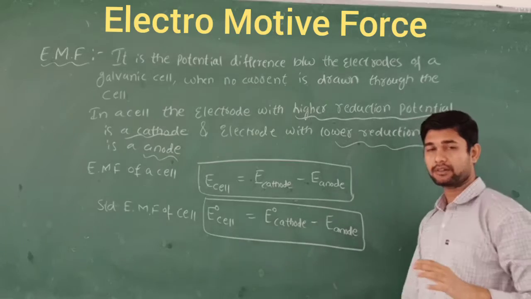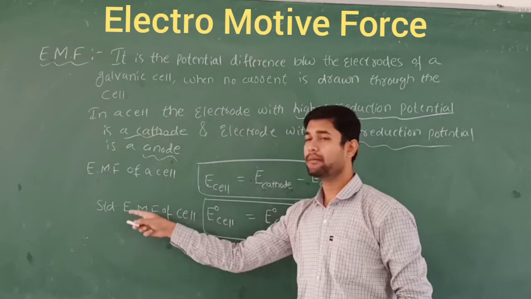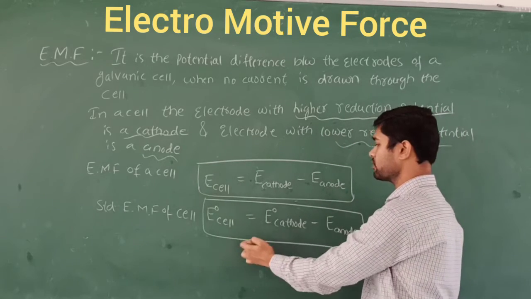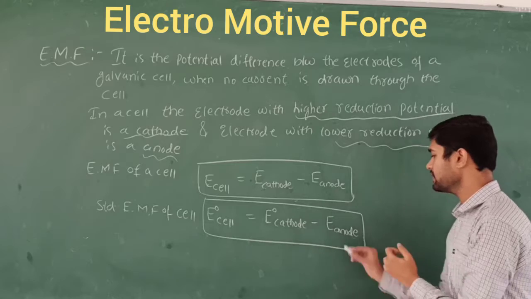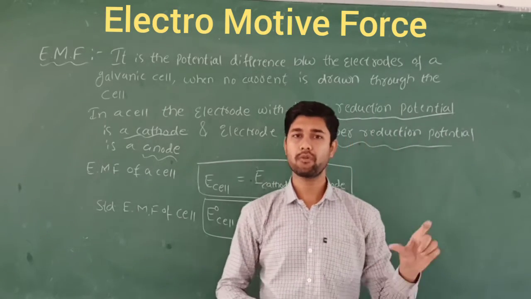cathode. Or, in order to measure the standard value, that is the standard EMF of a cell, we calculate E naught cell is equal to E naught cathode minus E naught anode. This is the formula. So this is about the electromotive force.